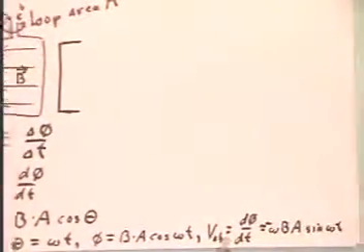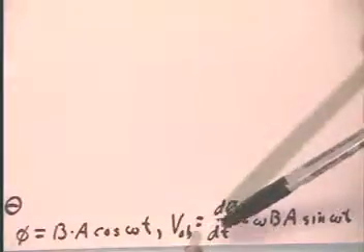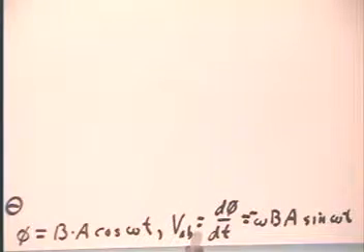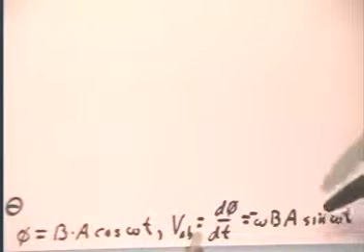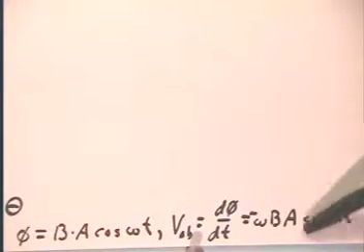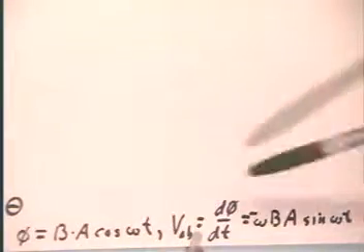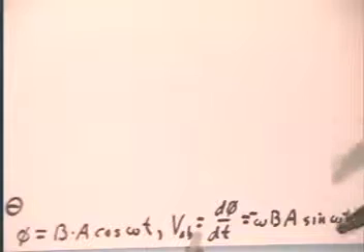Now here's where students who don't have the calculus background aren't going to understand what's going on, but you can understand the result. The derivative of this function is easily found to be negative omega B A sine of omega t. The details of how you get that are based on calculus, but the result is simply that we get a voltage that alternates as a sine of omega t, and has a maximum amplitude of negative omega times B times A.